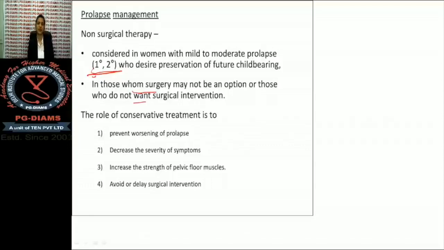The other point is you have to explain to them that this is not going to correct the abnormality completely. Like if she has a second degree prolapse, a non-surgical therapy will only delay its progression to third degree. It will not correct the second degree prolapse and make it first degree or 0. Understood? If an organ has descended, non-surgical therapy will only prevent progression of its further descent. It will not push the organ up on its own, right?